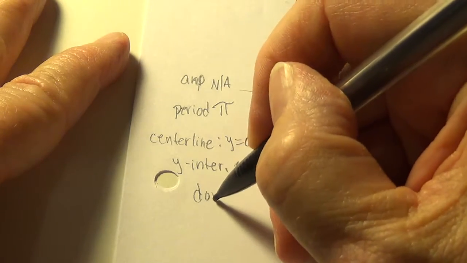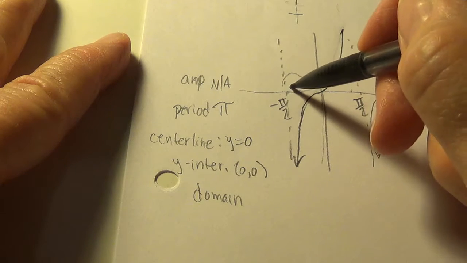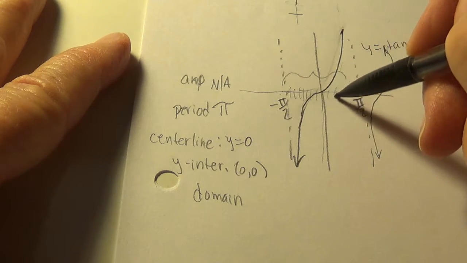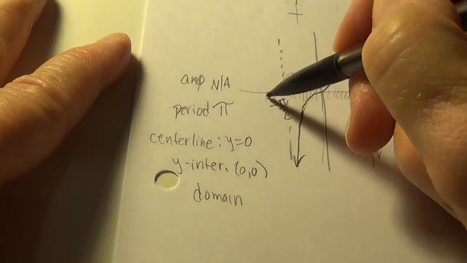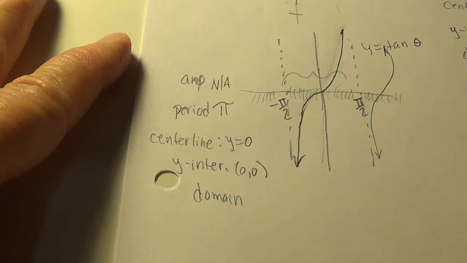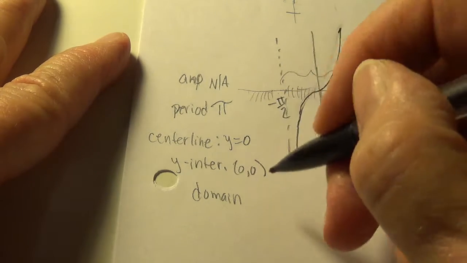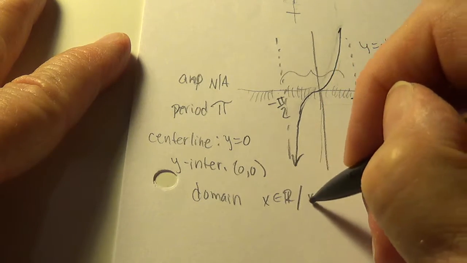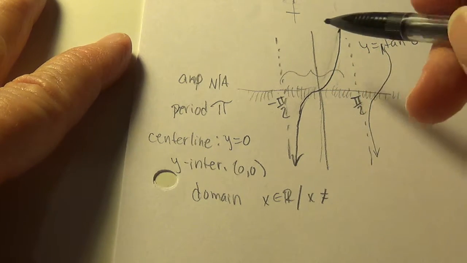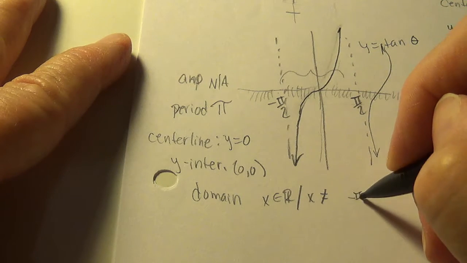Domain. What values for x? Here are my x values that I can think of and all the ones in between. Looking at those infinite number, do you see there are some x values? So we can say x is an element of the reals such that x does not equal certain values. And one of them is negative pi over 2.